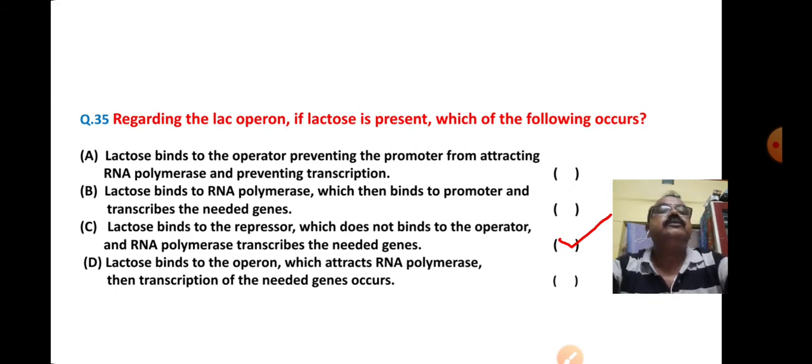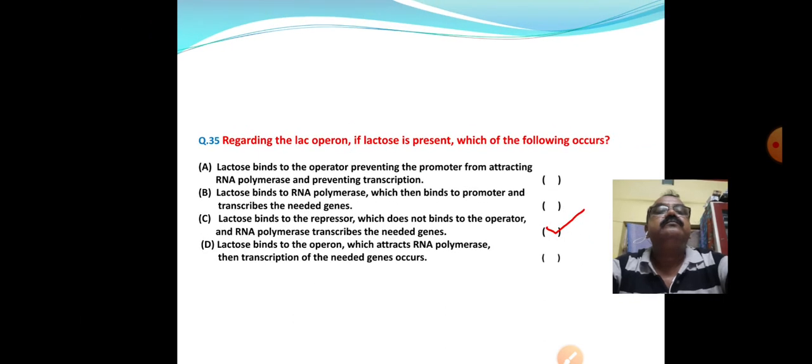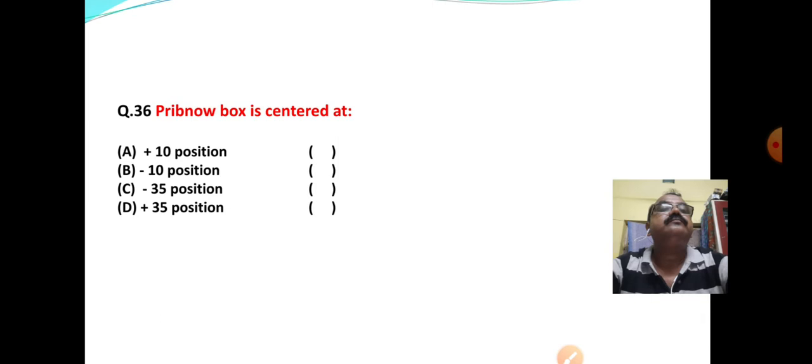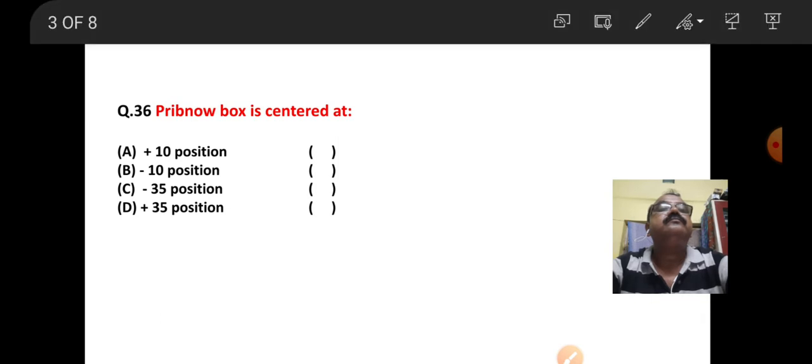Next, we proceed to the next question. Pribnow box is centered at, options are A plus 10 position, B minus 10 position, C minus 35 position, D plus 35 position. Here the correct answer is B, minus 10 position.